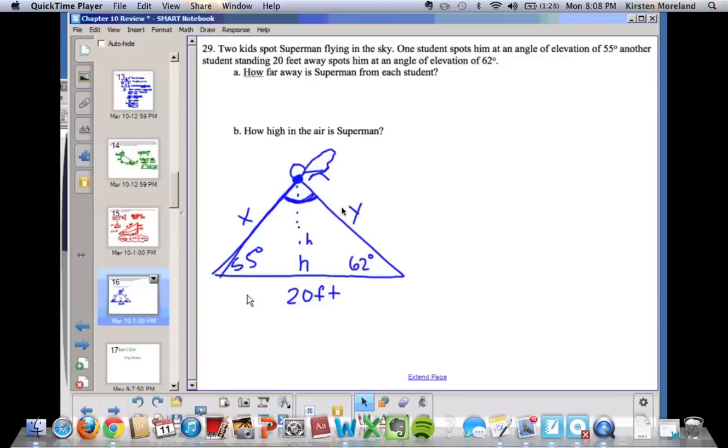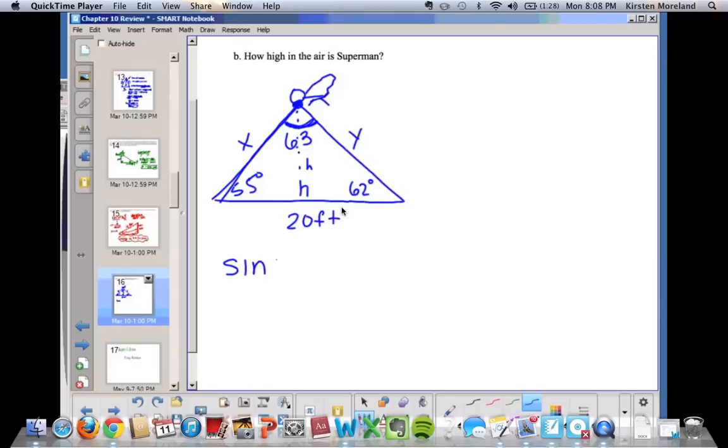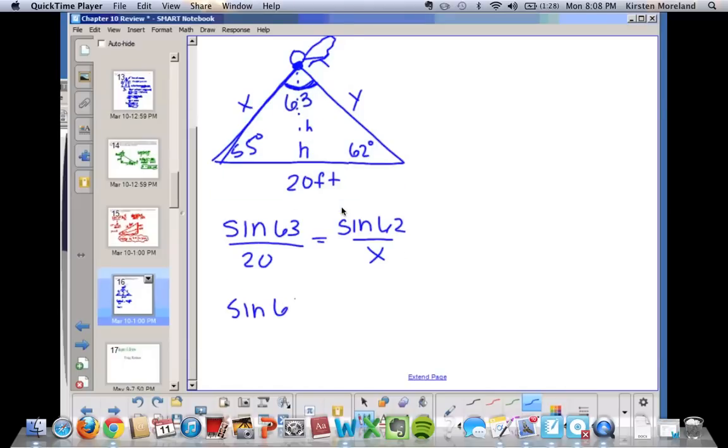So when I subtract 55 and 62 from 180, I'm left with 63 degrees. So I'm going to set up sine of 63 over its opposite side, which is 20, is equal to sine of 62 over x. I'm going to go ahead and set up the other one too. Sine of 63 over 20 is equal to sine of 55 now over y. And I'm going to cross multiply, and that'll give me the distance each student is away from Superman.